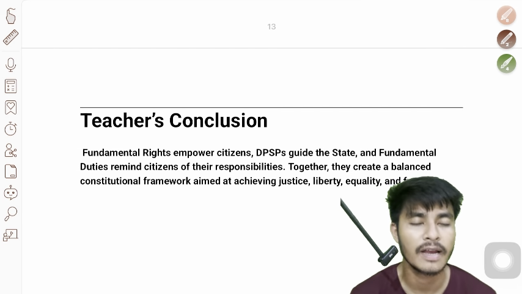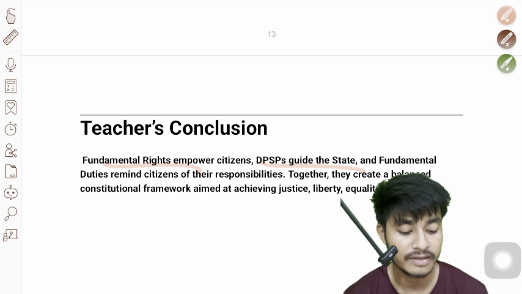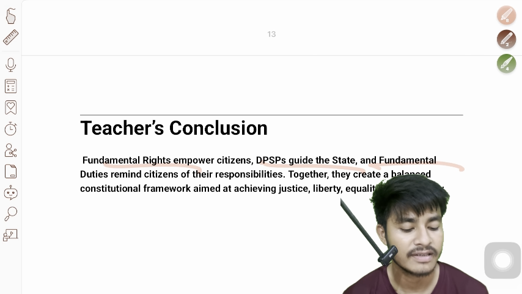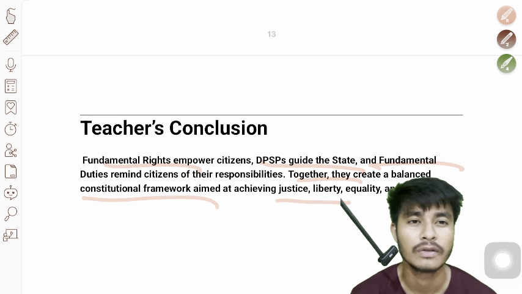So fundamental rights empower citizens, DPSP guides the state, and fundamental duties remind citizens of their responsibilities. Together they create a balanced constitutional framework aimed at achieving justice, liberty, equality, and fraternity.